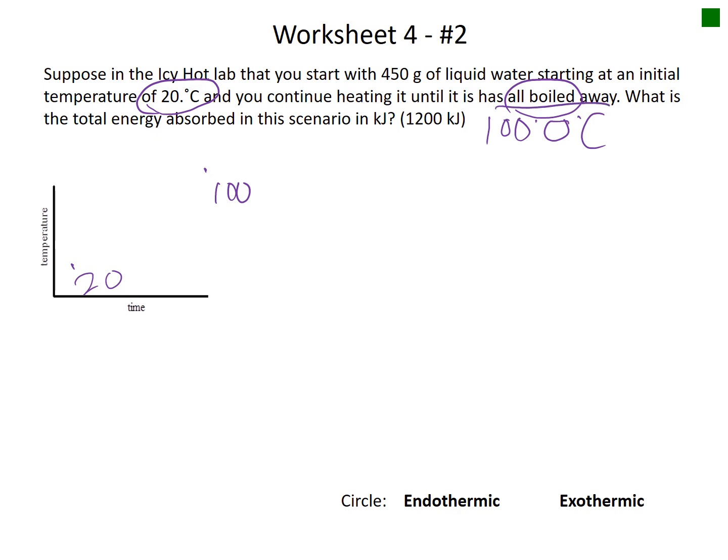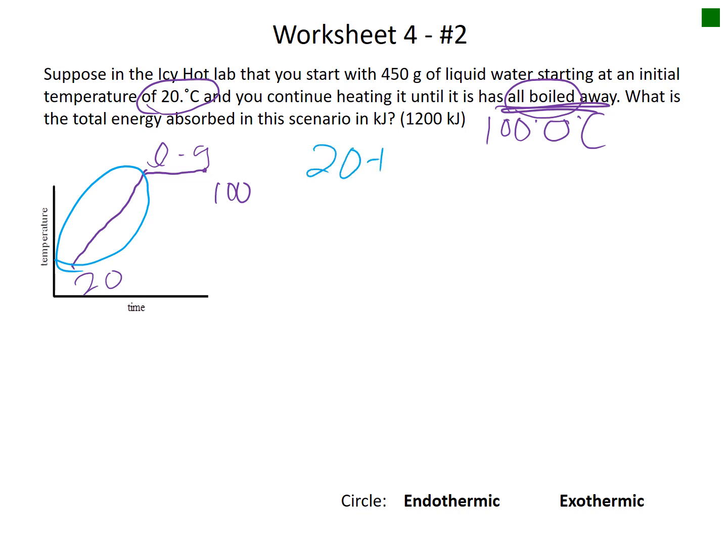I also would mention in this problem that I am boiling away. Boiling away means that it is undergoing a phase change of a liquid to a gas. So that is where I'm going to see a flat line on my diagram of where it is undergoing that phase change. But in order to get up to that 100, I know I'm going to have to increase my temperature from 20 to 100. So looking at this graph, I know that there are going to be two math equations that I'm going to have to use. The first one that I'm going to deal with is this initial heat increase or temperature increase to go from 20 to 100.